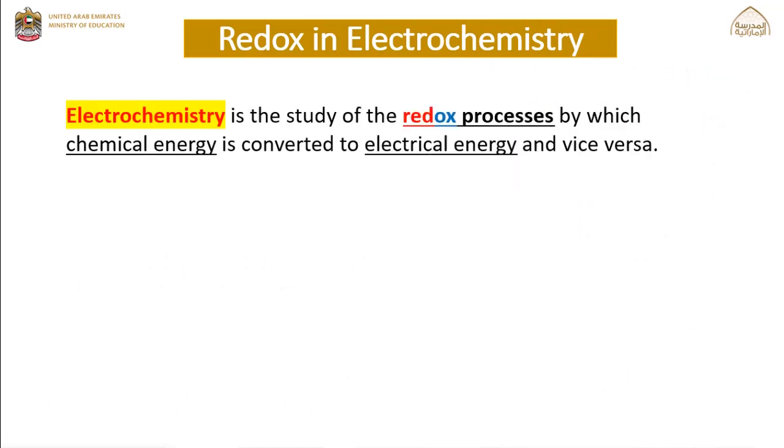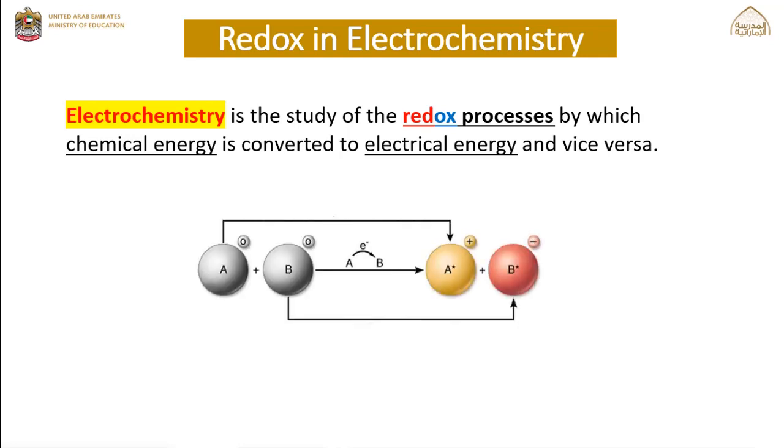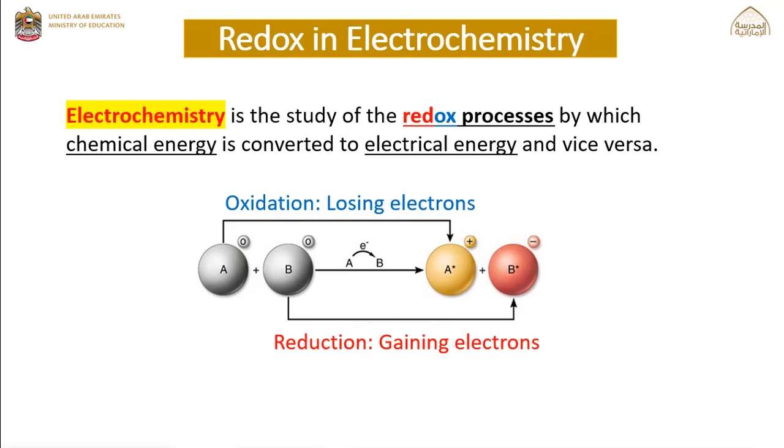Redox in electrochemistry. Electrochemistry is the study of the redox process by which chemical energy is converted into electrical energy and vice versa. Let's see oxidation, which is losing electrons. Electron is lost by A, and reduction is gaining electrons. B gains electrons. A gets a positive charge and B gets a negative charge. Losing electrons is oxidation whereas gaining electrons is reduction. Both together we call a redox reaction if it takes place in one reaction.